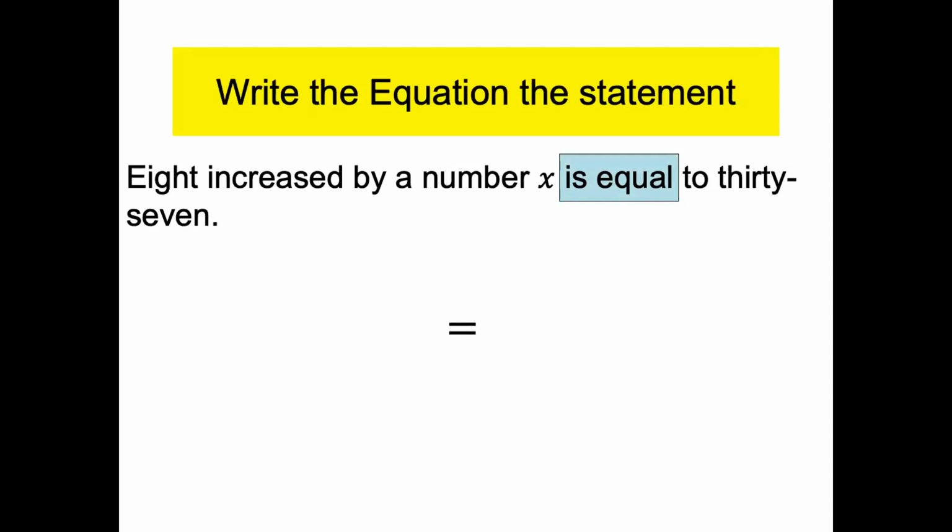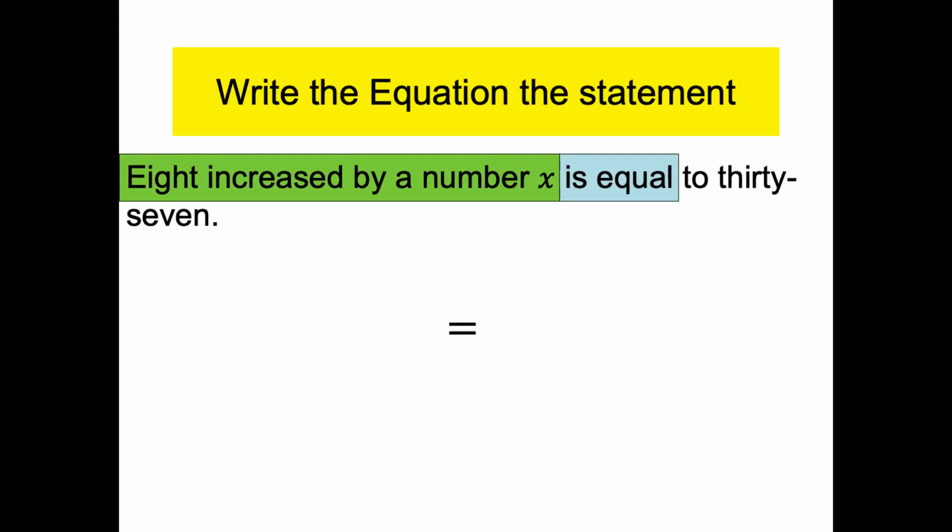Now, all we do is what we did for homework last night. One at a time. So I take the green. Where does it go? To the left of the equal sign. Blue is the equal sign. And I simply write that expression. 8 increased by number x. How do you write that?